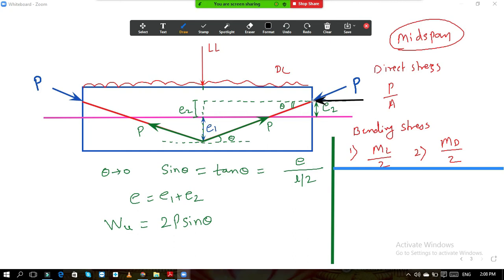This force can be resolved like this. Here also, this force will be resolved like this. So if you consider this horizontal component, this will become P cos theta. This is also P cos theta. But your theta tends to 0, so your P cos theta is nearly equal to P, as theta tends to 0.